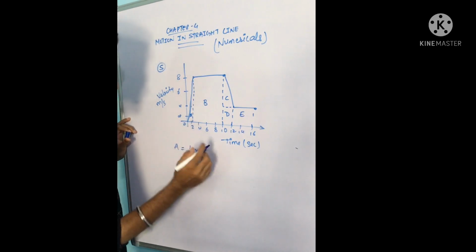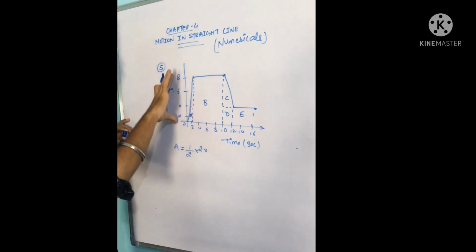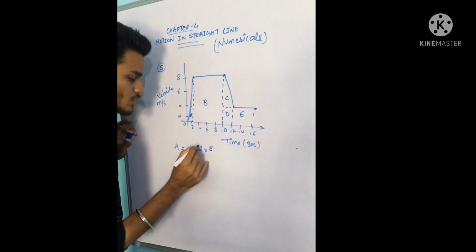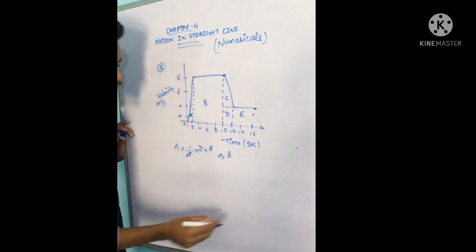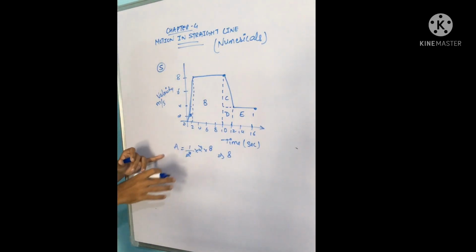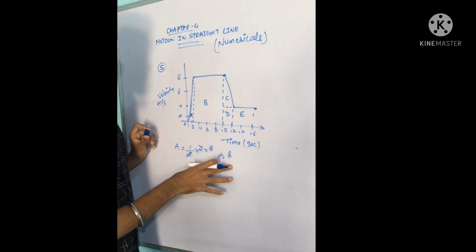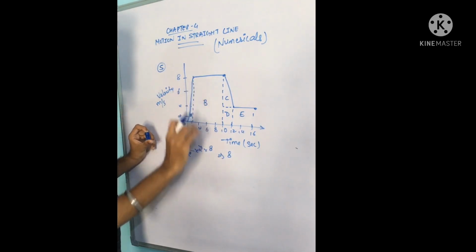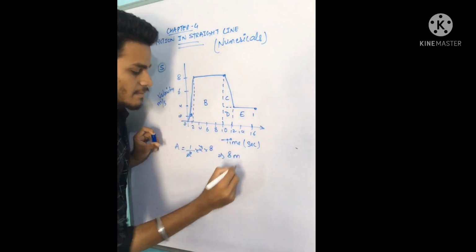What is the base here? 2 minus 0, which is 2. And what is the height here? Height here is 8. So the answer will be 8. What is this 8? By calculating the area, we get the displacement, which means we get 8 meter.